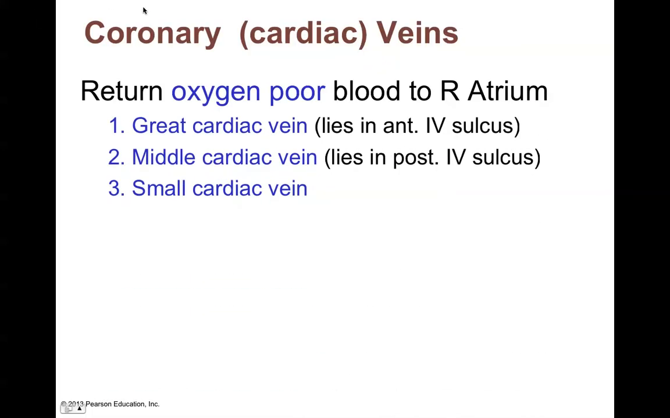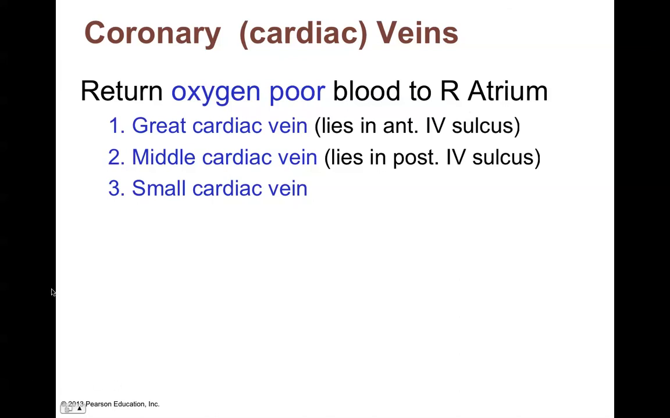And of course, we have coronary or cardiac veins that is now bringing that blood, the blood that has provided oxygen to the myocardium, now will be collected into veins. We call them cardiac veins, and this is going to return that oxygen poor blood, which I put in blue font, to the right atrium.